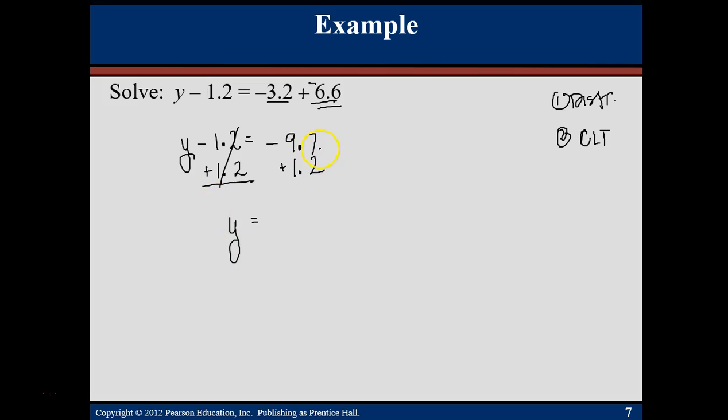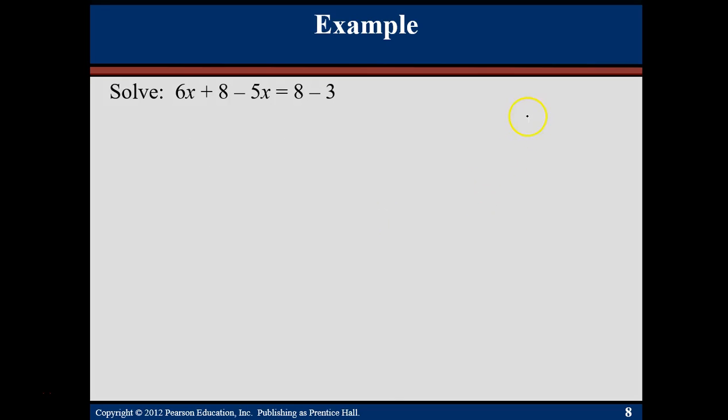Now I have a negative 9.7 plus a positive 1.2. So I'm going to take the difference between those two numbers, which is 8.5, and take the sign of the larger absolute value. That's a negative, since 9.7 is a larger absolute value than 1.2. So y is equal to a negative 8.5.